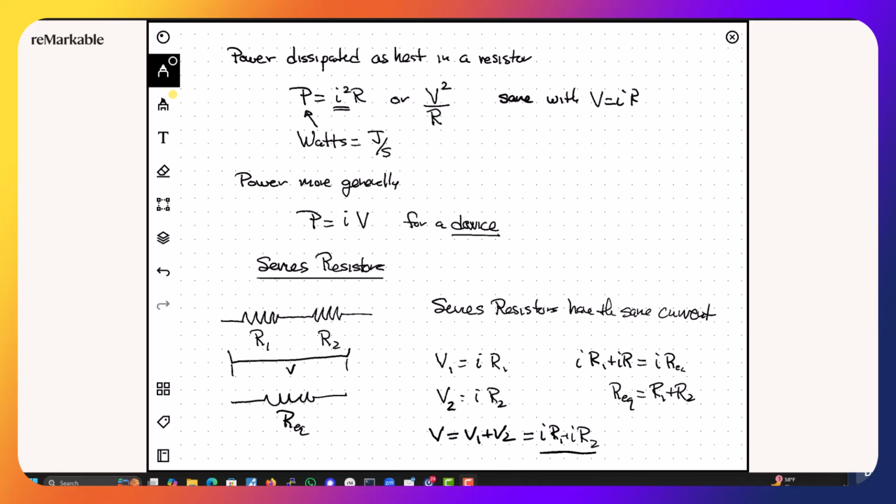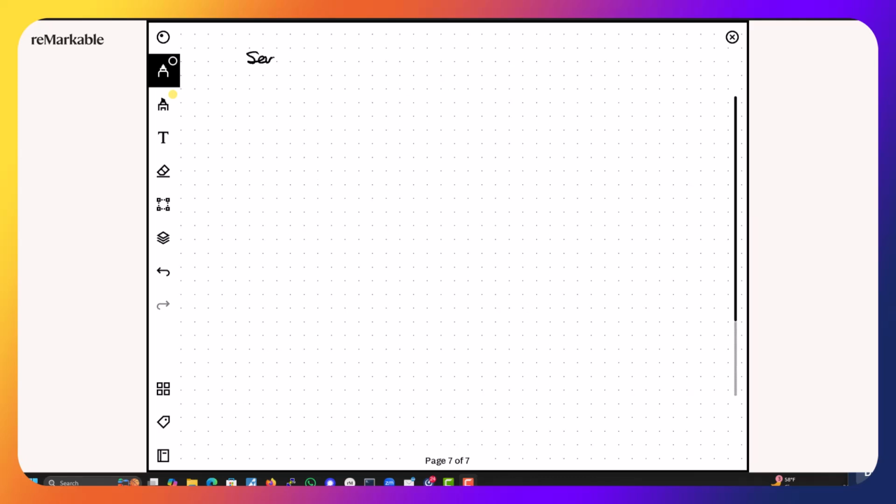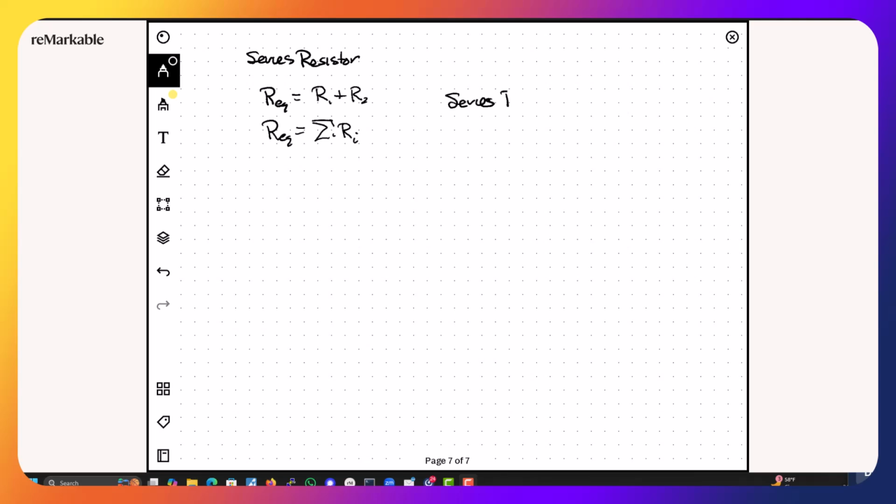Okay, so we can write that for series resistors, R equivalent is R1 plus R2, or R equivalent is the sum of the resistances. That is, series resistors add.